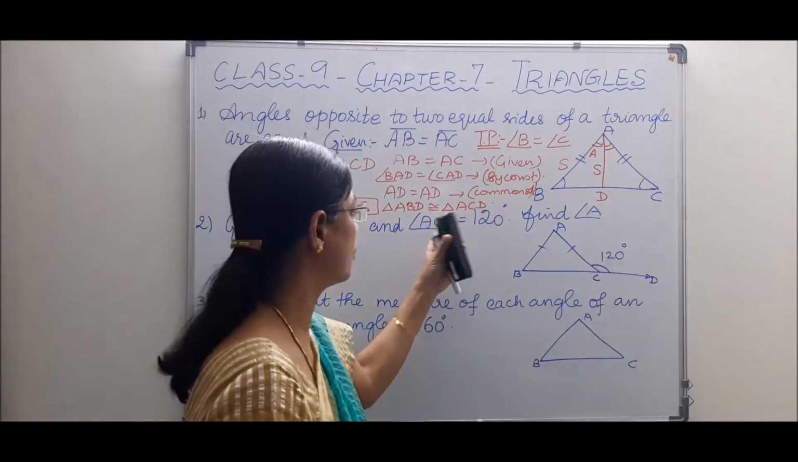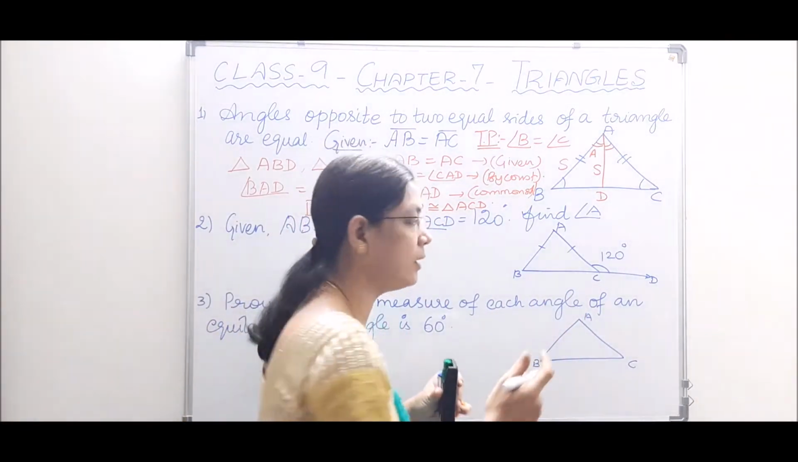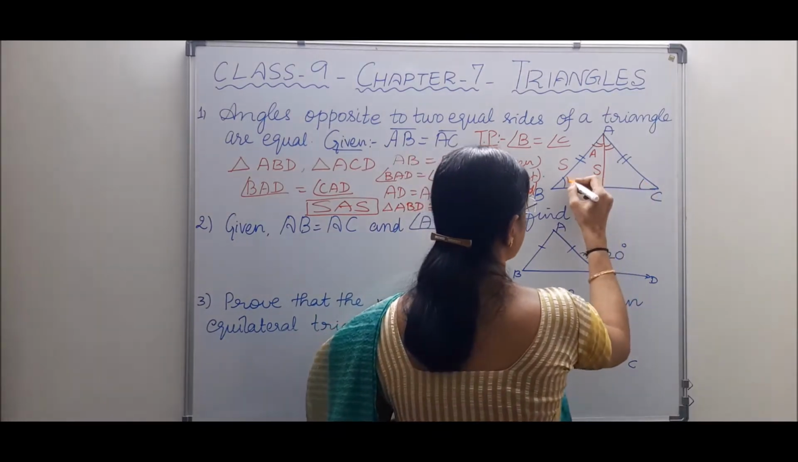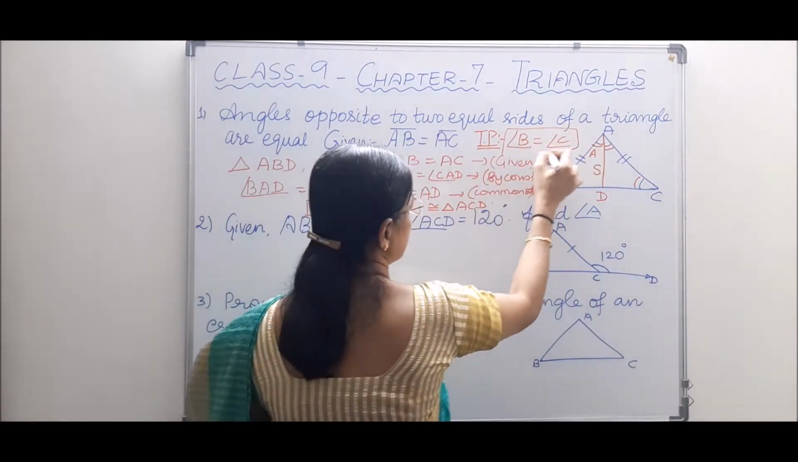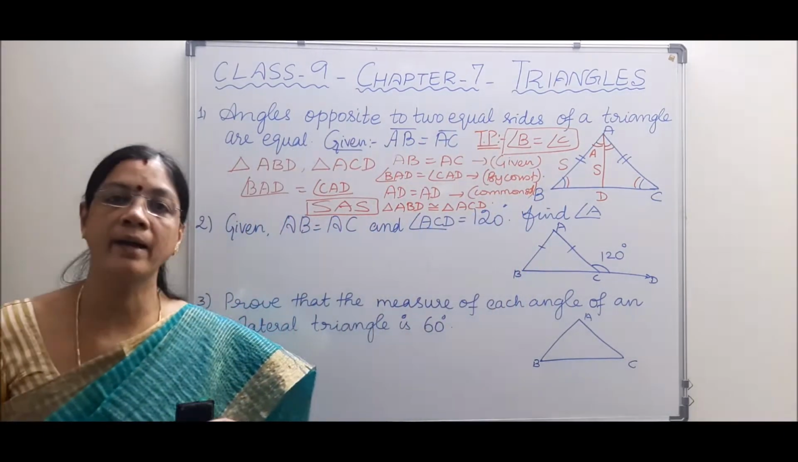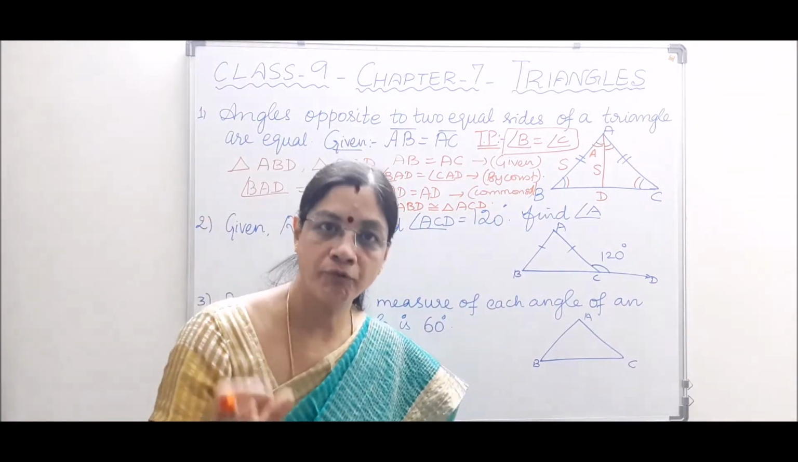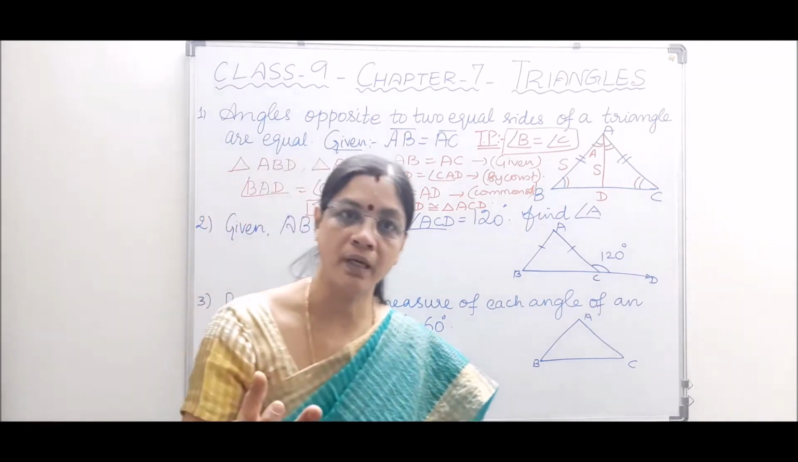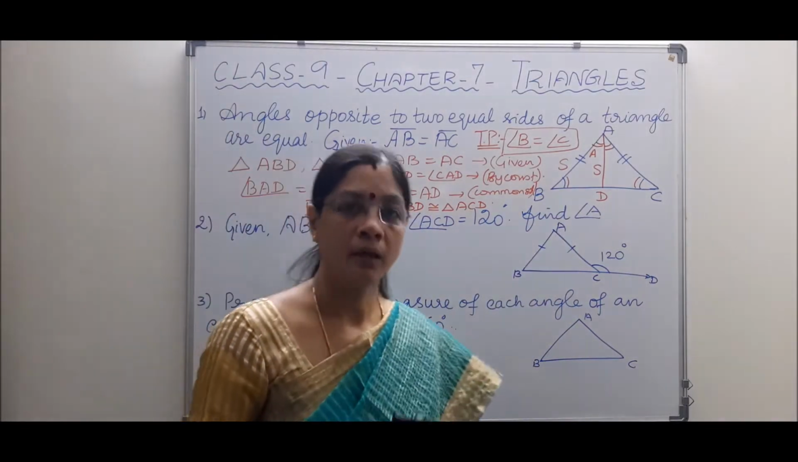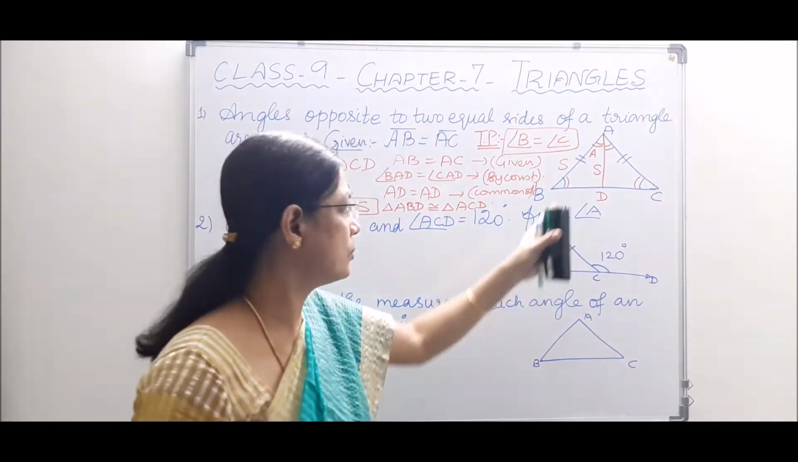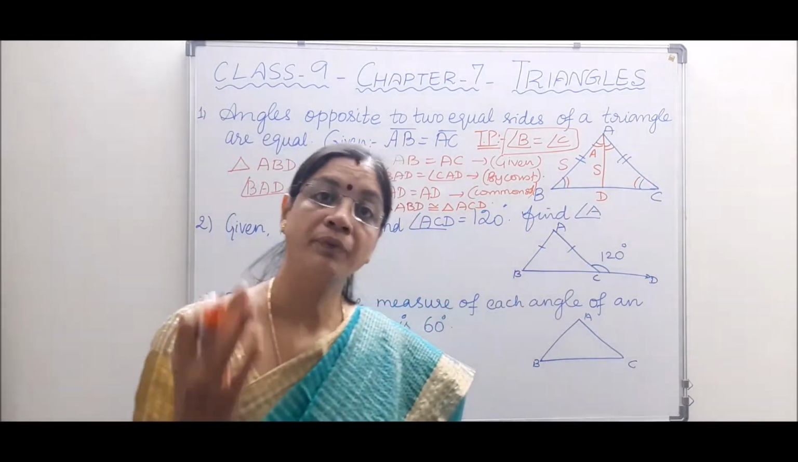Since according to CPCT they are equal, we have angle B also equal to angle C. So therefore angle B is equal to angle C. So by the SAS criterion, if we prove the two triangles to be congruent, then all the parts of the congruent triangles are equal to their corresponding parts. So thereby angle B is equal to angle C.